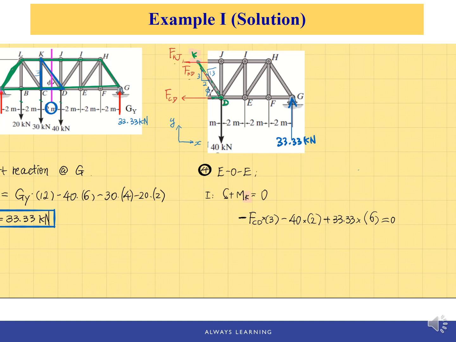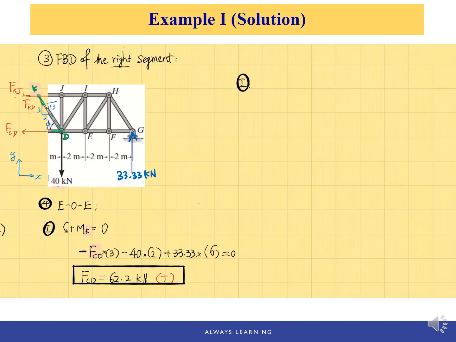So find the corresponding moment arms for each force. Now we only have 3 forces in this moment about K equation. Of those 3 forces, we only have one unknown, which is F_CD. The other 2 are the 40 kilonewton and the support reaction at pin G. Now we can solve this F_CD directly, and F_CD is solved to be a positive value, which is 62.2 kilonewton. Because it's positive, we know that it must be tension, or a tensile force.